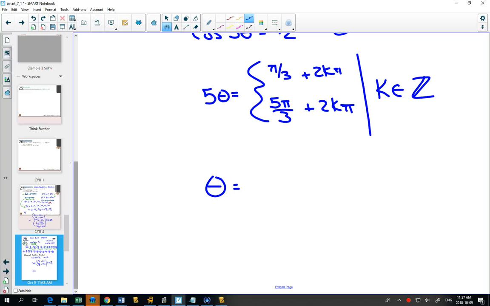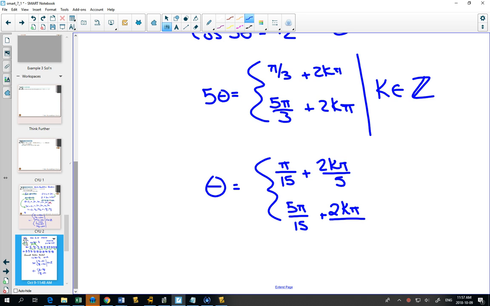So this is the shortcut. If I divide this one by 5, I'm going to get pi over 15 plus 2k pi over 5. And if I divide that one by 5, I'll get 5 pi over 15 plus 2k pi over 5. You could reduce if you wanted to, or you could leave it like that.